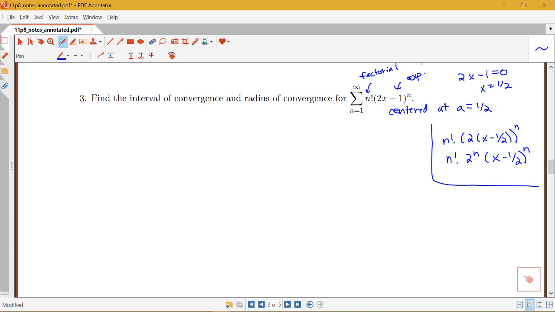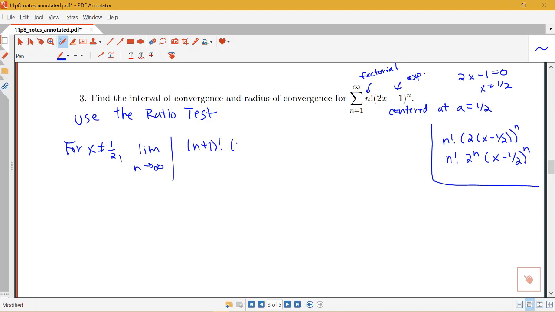Okay, so we can say, use the ratio test, which means I'm going to be looking at a certain limit. I can also exclude the center case because I already know it's definitely going to converge at 1/2. So for x not equal to a half, I could be looking at the limit as n goes to infinity of my a_(n+1), so that's (n plus 1) factorial times (2x minus 1) to the n plus 1, divided by a_n, so that's n factorial times (2x minus 1) to the n.